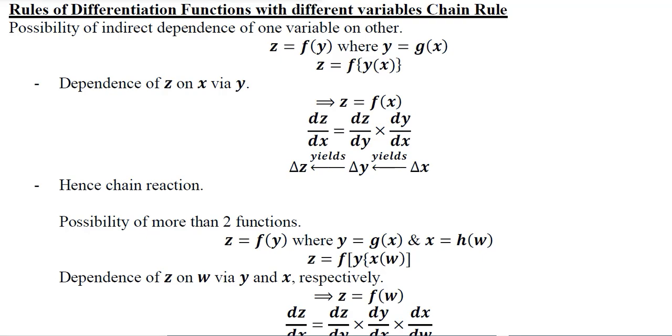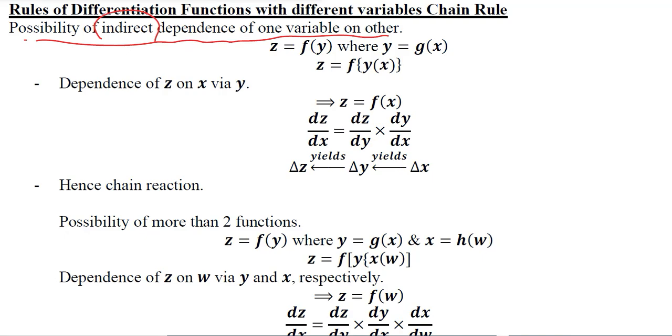In this video we will learn about the chain rule, and we will see how a function having multiple variables can be differentiated. Let us start with an example in which we will take three variables that are interconnected with each other. Specifically speaking, there is a possibility of indirect dependence of one variable on another. So in this case there will be indirect dependence.